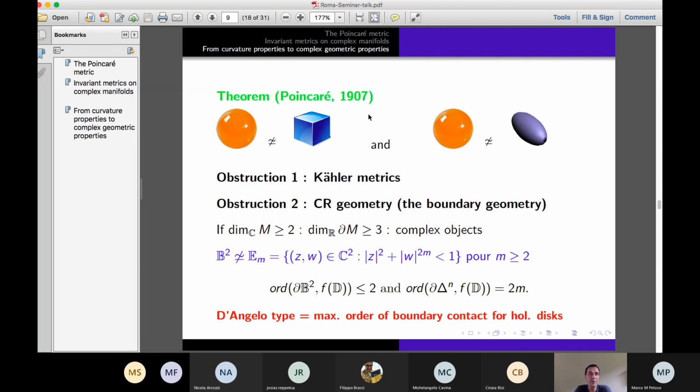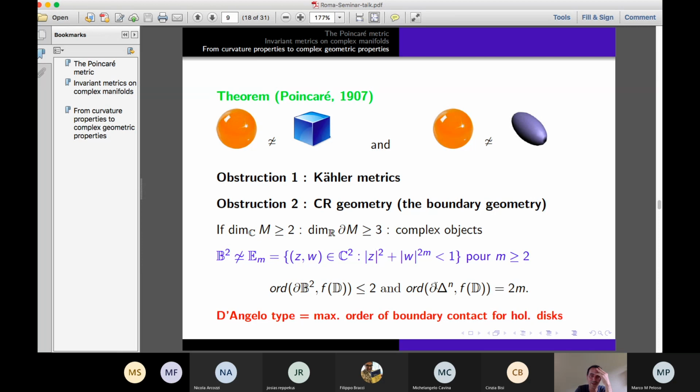So why are the ball and the ellipsoid not equivalent? It's just because if you consider the order of contact between the ball, meaning the sphere, the boundary of the ball, and a holomorphic disk, the highest order of contact is 2. In the case of the polydisk, you can prove that it's 2m. It's easier to see if you don't know anything about complex geometry in the case of the ball and in the case of the polydisk, because in the case of the ball it will be 2 also.